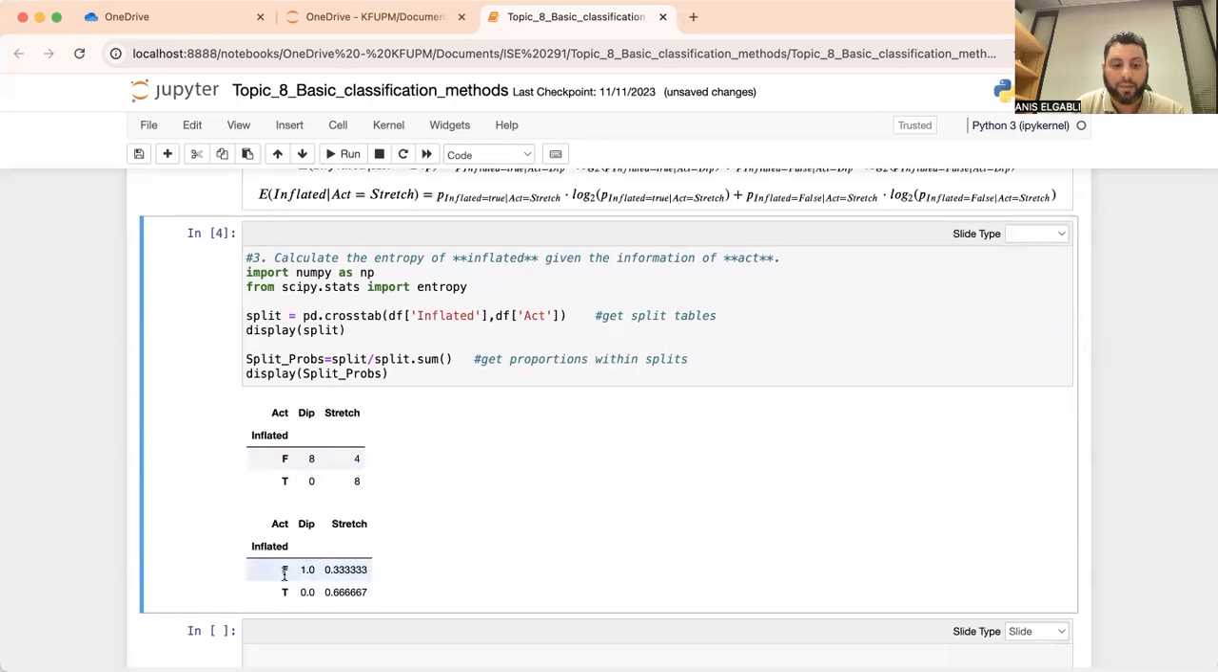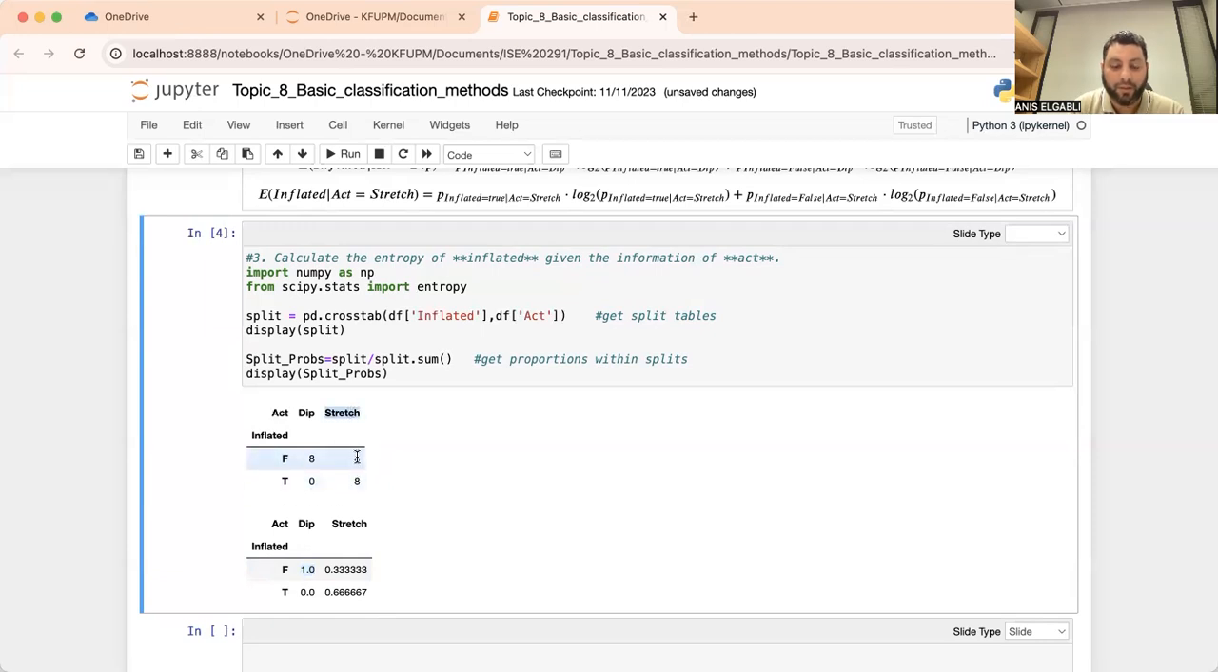So this is the probability of inflated equal to false given act is equal to dip. Act equal to dip is this column, right? So when act is equal to dip, inflated is always equal to false. There are no values for true. So then the probability is 1: 8 over 8 plus 0, that is equal to 1. And 0 over 8 plus 0, that's equal to 0. So the first one here is the probability of inflated equal to false given act equal to dip. Now the second column has the probabilities when act is equal to stretch.